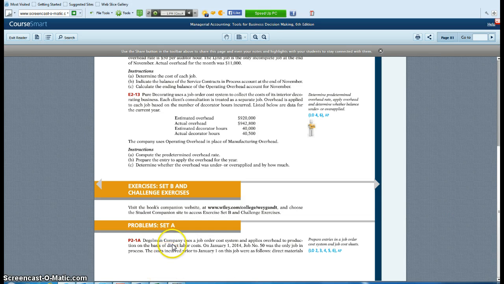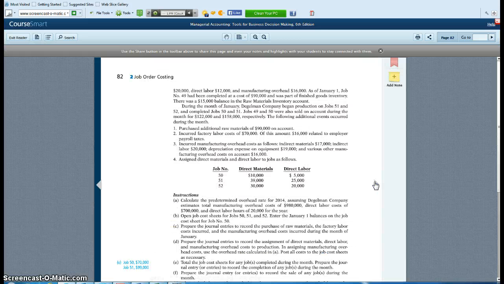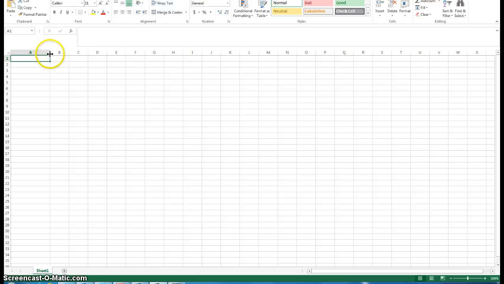It tells us Degelman applies overhead to production on the basis of direct labor costs. So that tells us that the way we're going to calculate the predetermined overhead rate is on the basis of direct labor costs, not direct labor hours, direct labor costs. So the first thing we're going to do here is get this information we need. And let's open up an Excel and talk about this.